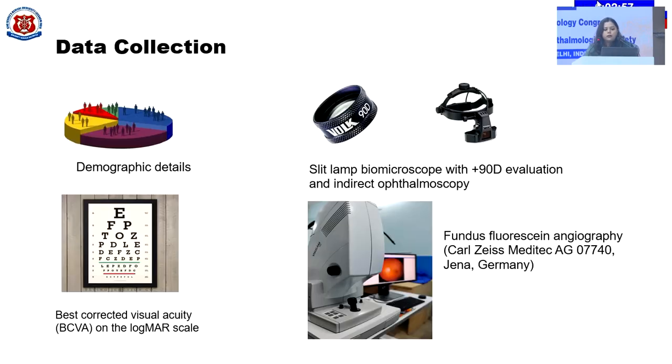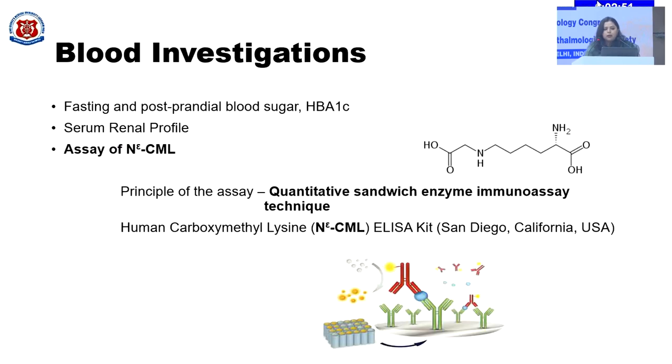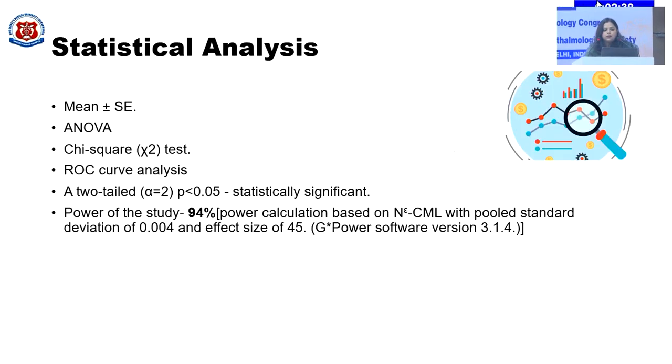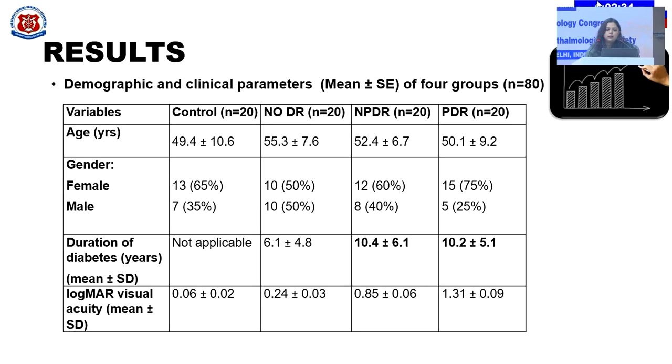A detailed data collection was done, including demographic details and all the clinical data. The blood investigation was done with special emphasis on the serum glycemic profile and the assay of NCML. The serum NCML was measured by quantitative sandwich enzyme immunoassay technique. The relevant statistical analysis was done, and the power of our study was 94%.